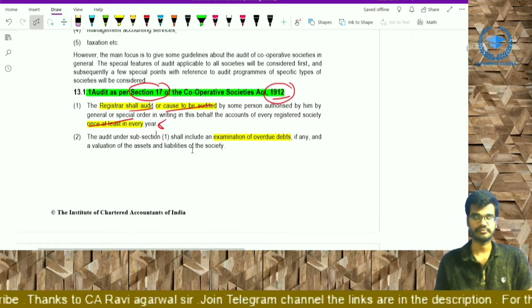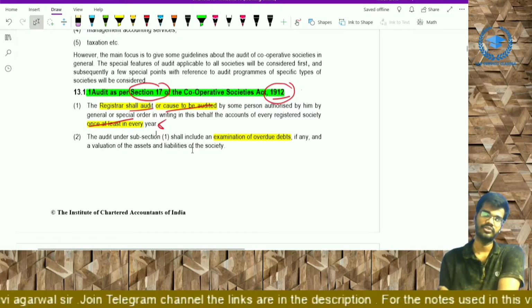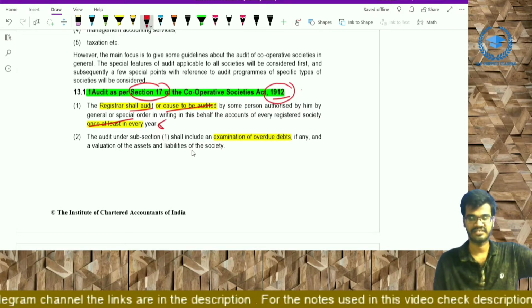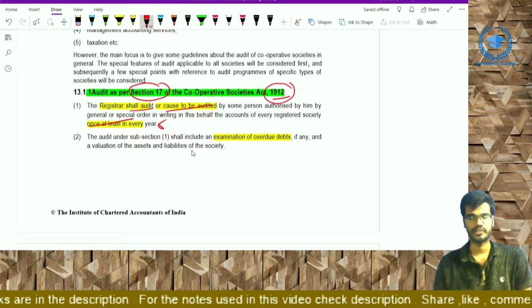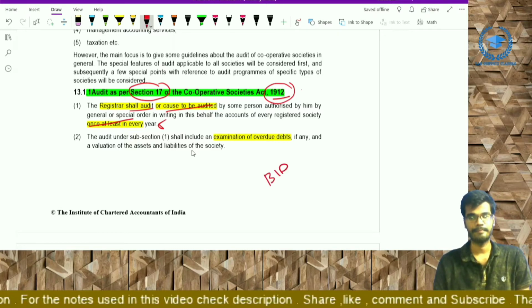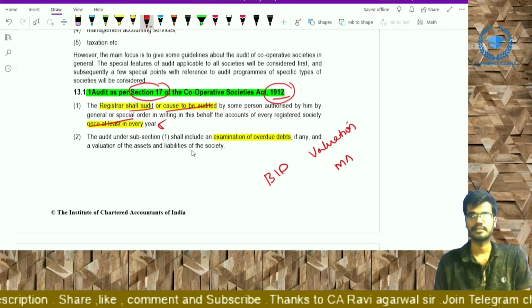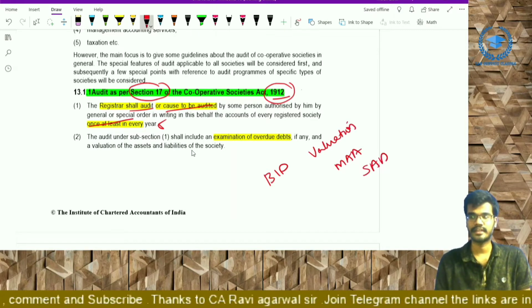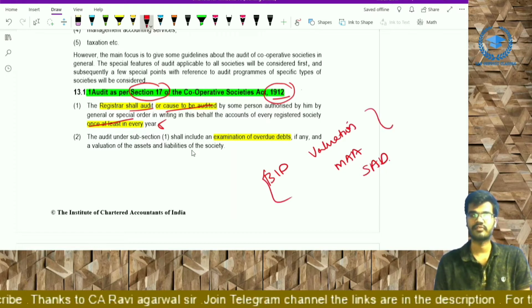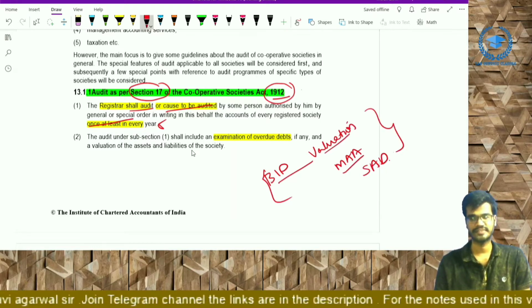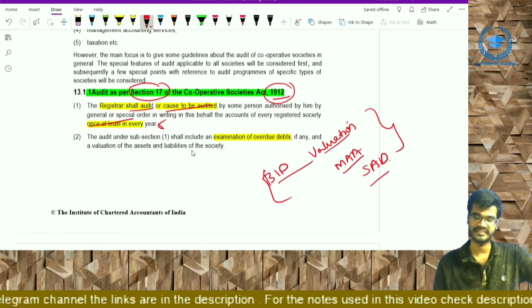And what will the auditor do? The auditor will examine overdue debts and some other things. The auditor has to do the following things. We'll write here: bid, valuation, SAT. This is a memory technique for the special features of audit. The auditor has to do all the following things. We'll discuss what this bid, valuation, SAT is.